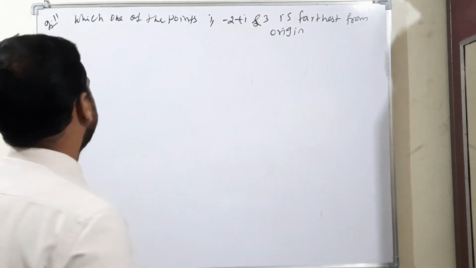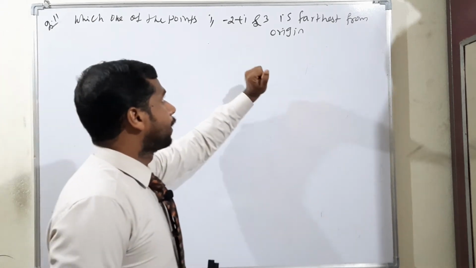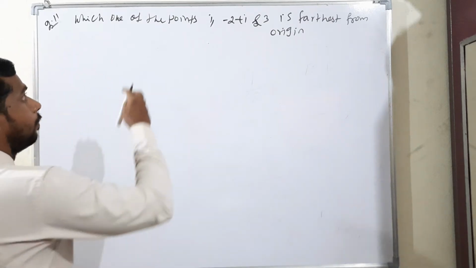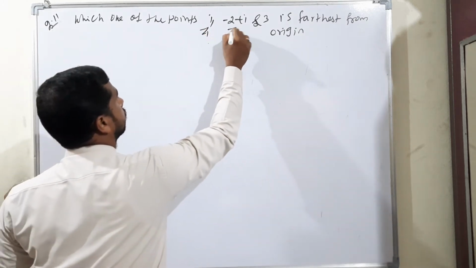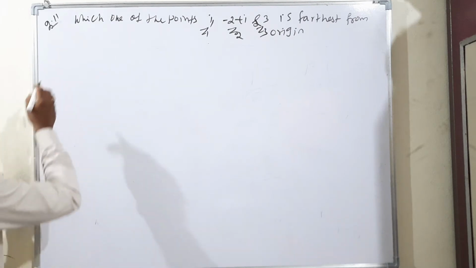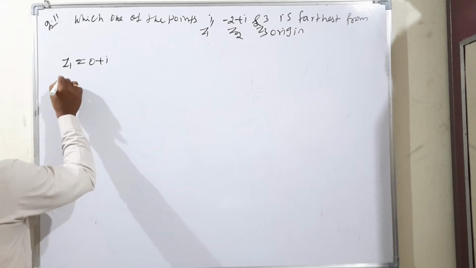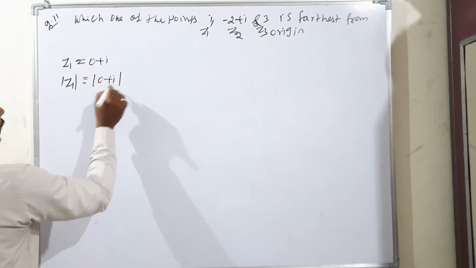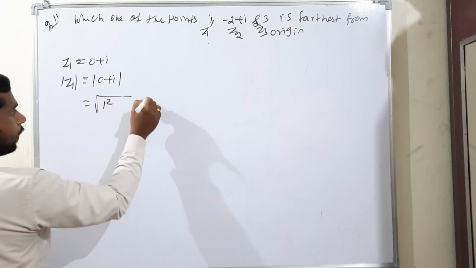Question example 2.11. Which one of the three given points is furthest from the origin? First we have to find the modulus of each. Consider them as z1, z2 and z3. For z1 there is only i, so we can write z1 is equal to 0 plus i. Modulus of z1 is the modulus of 0 plus i, which is the square root of 0 squared plus 1 squared, so the value will be 1.